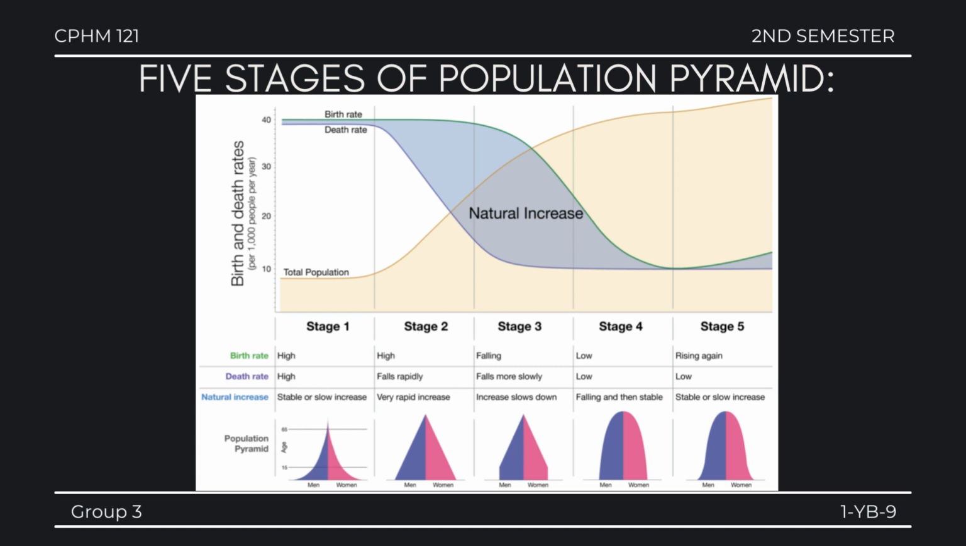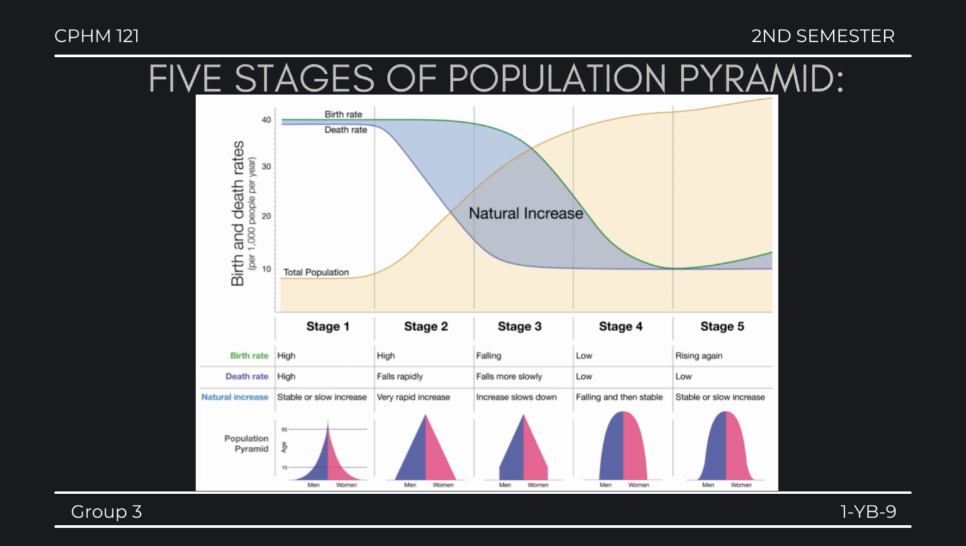And the last one is stage 5, or population decline. This stage has a low fertility rate and low mortality rate that makes the population growth negative. It has a high dependency on the elderly population. The pyramid has a bulb shape. In the picture, the stage 5 has a bulb shape.